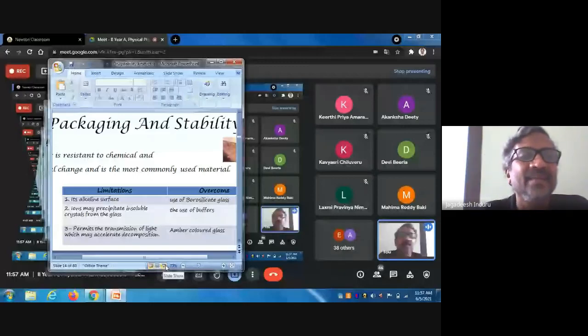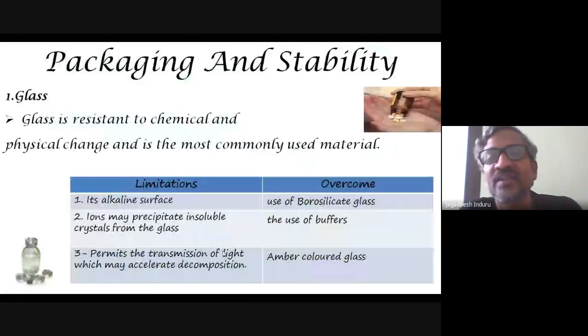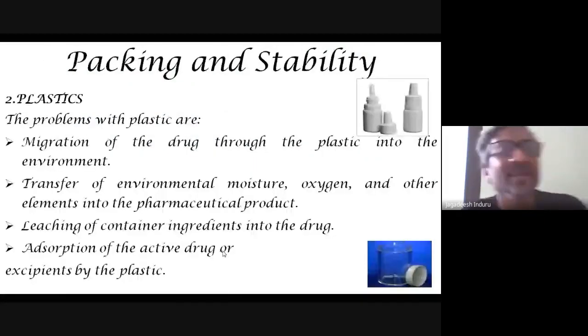The second major material which we use in the pharmaceutical industry is plastic. We have already learnt in materials of plant construction in the previous pharmaceutical engineering about plastics: polyethylene, polypropylene and nylon. These include high density polyethylene, HDPE, and low density polyethylene, LDPE. Depending upon purpose, we use them because of their flexibility and continuity. But the problem with plastic is migration of a drug through the plastic into the environment.